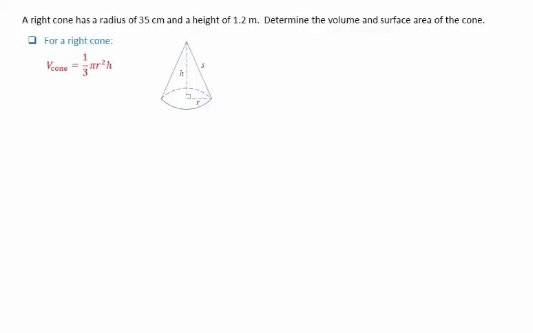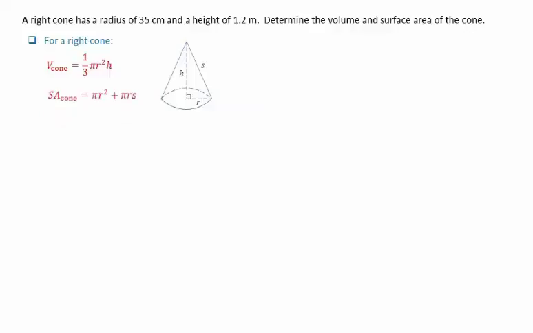The volume of a right cone is equal to 1/3 times pi times the radius squared times the height. Note that this is exactly 1/3 the volume of the corresponding cylinder with the same radius and height.